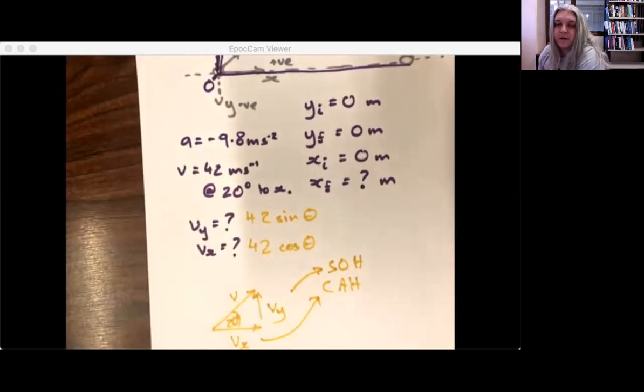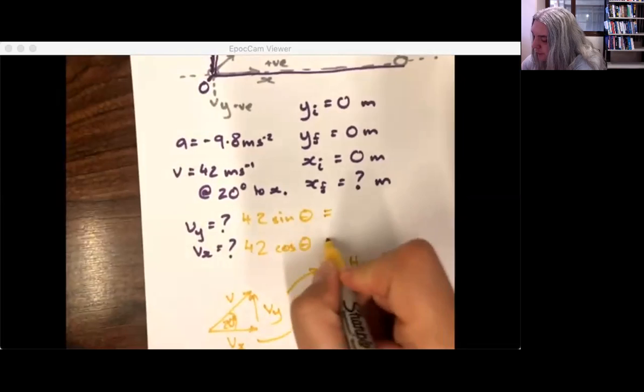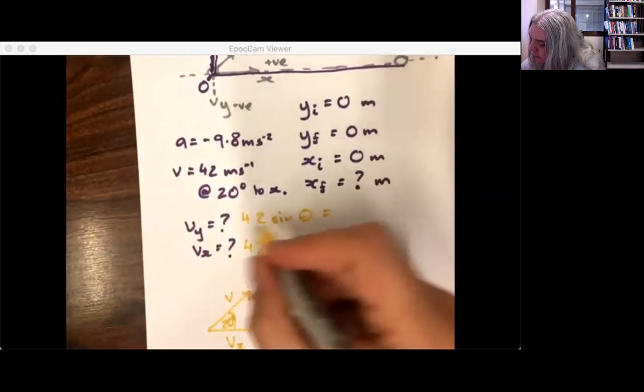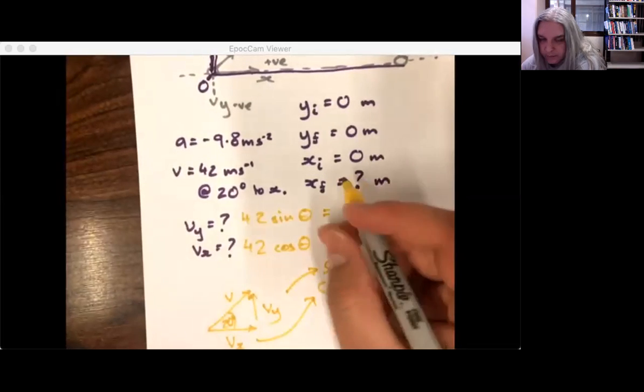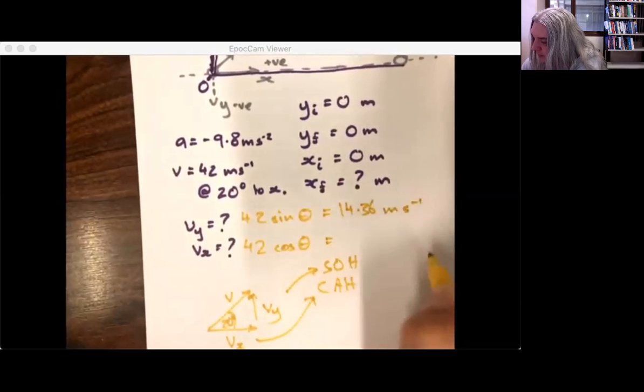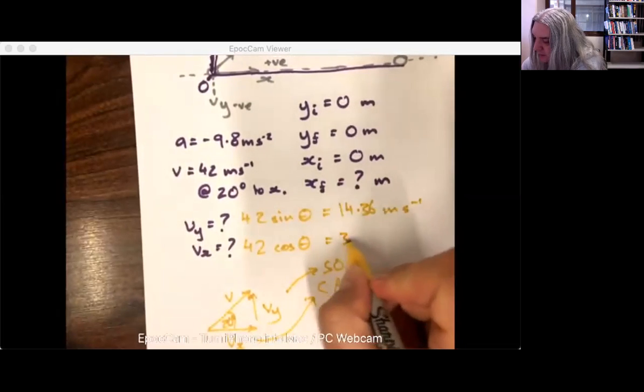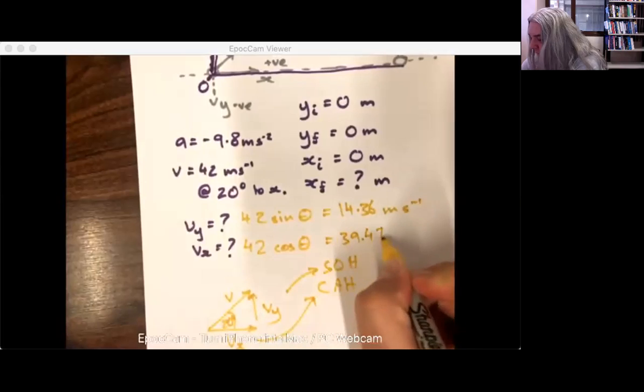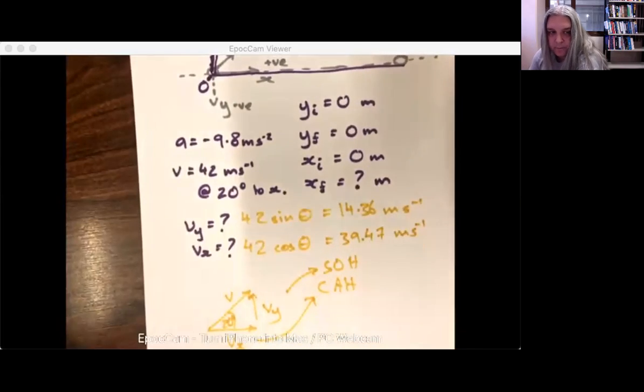So those are our two equations, and obviously they're pretty straightforward to solve. So we get Vy as 14.36 meters per second, and we get Vx as 39.47 meters per second.